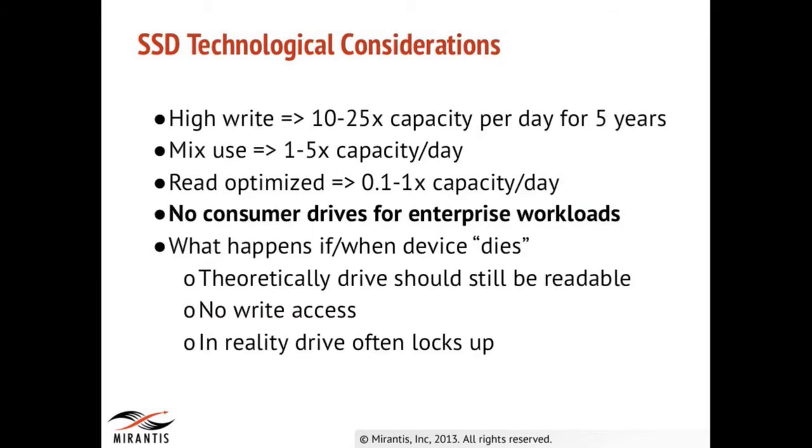Technological considerations, of course, there are 3 types of commonly used hard disks. First is high write. They are for 10 to 25 times the capacity per day write for 5 years. Mixed use for 1 to 5 times capacity per day, and read optimized for 1/10 to 1 times capacity a day.